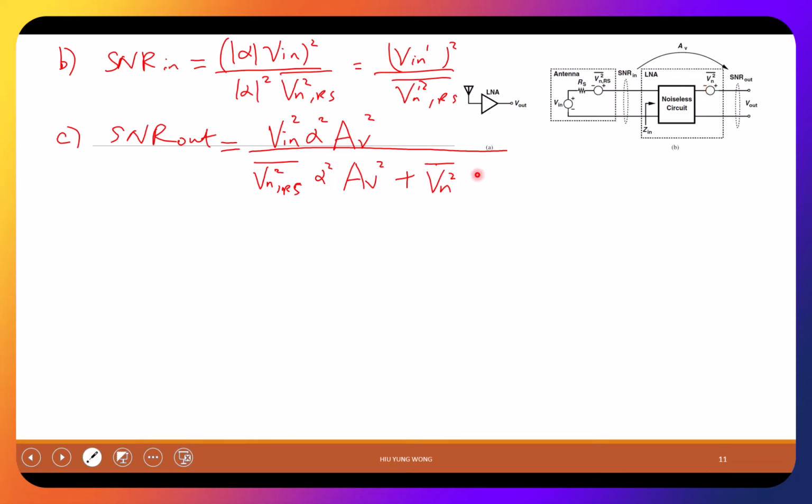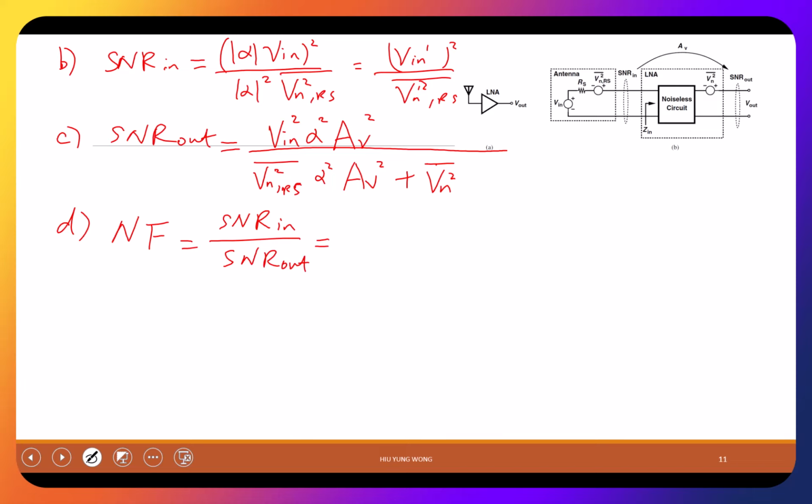Are you okay with this? So this is the gain, this is the power of the signal, this is the amplified noise from the source, and this is the extra noise due to this amplifier. Okay? With that, I can find the noise factor. The noise factor equals the signal to noise ratio of the input divided by the signal to noise ratio of the output. So it's a very big expression.